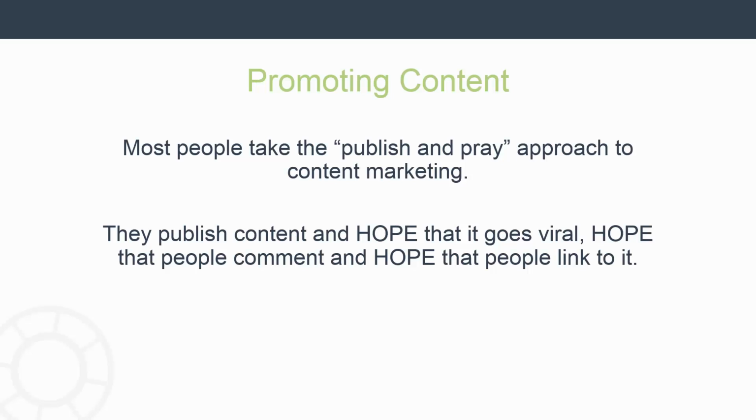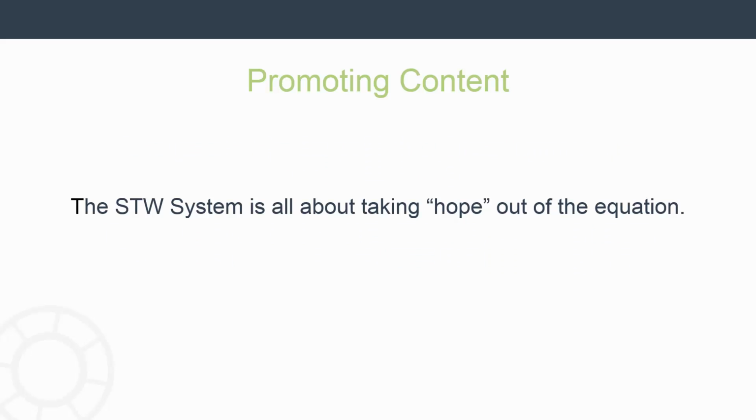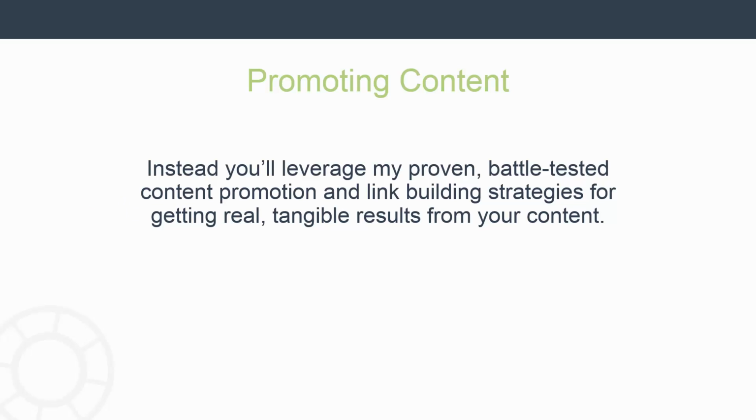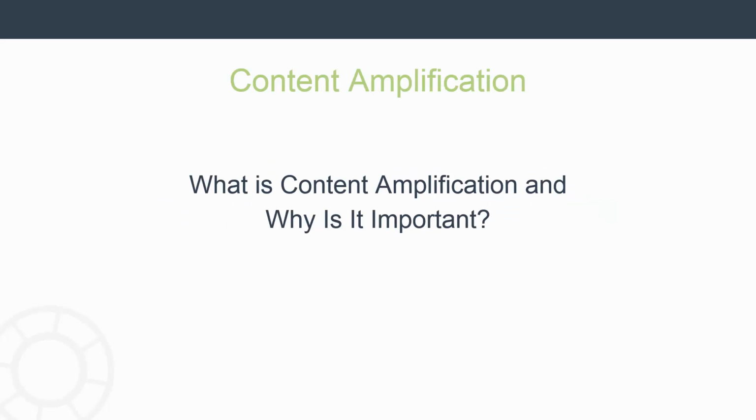Let's jump right in. As you probably know, most people take the publish and pray approach to content marketing and SEO. They publish content that they hope goes viral. They hope people comment on it, and they hope people link to it. Well, as you've seen, the SEO That Works system is all about taking hope out of the equation. Instead of hoping that people like your content and influencers will enjoy reading it and want to share it, you created a power page. And it's the same with promotion. Instead of hoping that people link to it, you'll be able to take advantage of my proven, battle-tested content promotion and link building strategies. And that's what this module is all about.